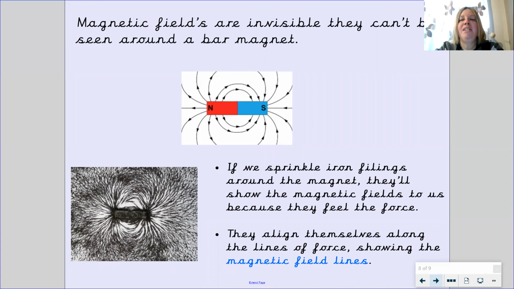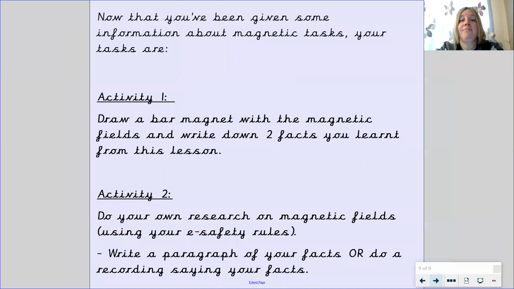Magnetic fields are invisible. They can't be seen around a bar magnet. If we sprinkle iron filings around the magnet, they show the magnetic fields to us because they feel the force. They align themselves along the lines of the force, showing the magnetic field lines.